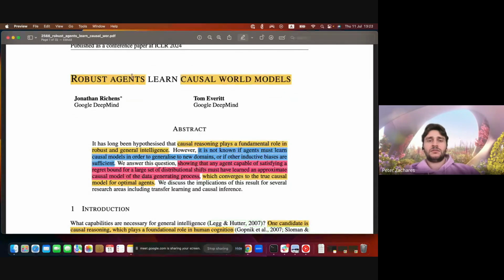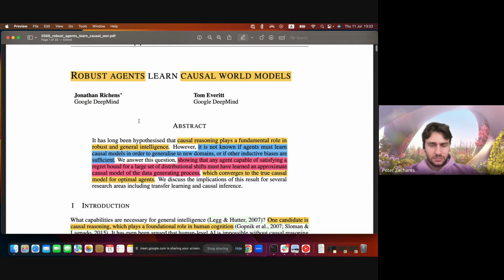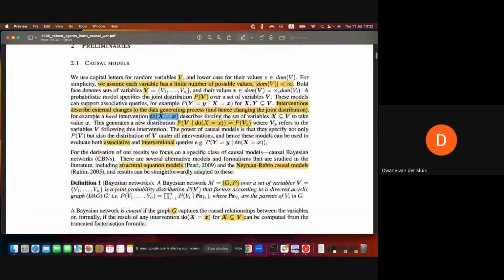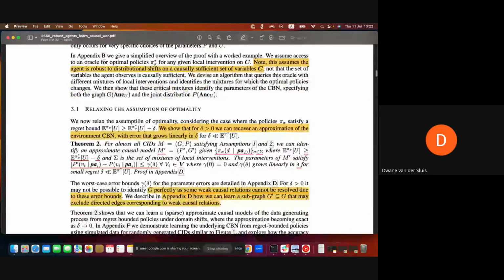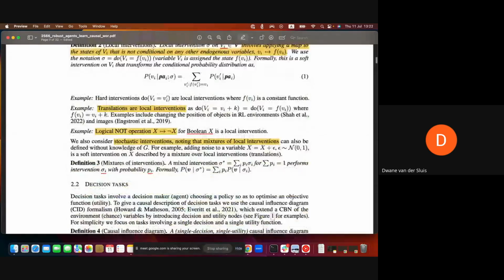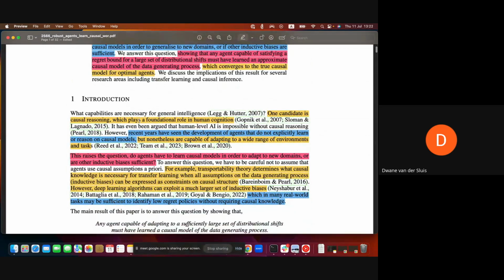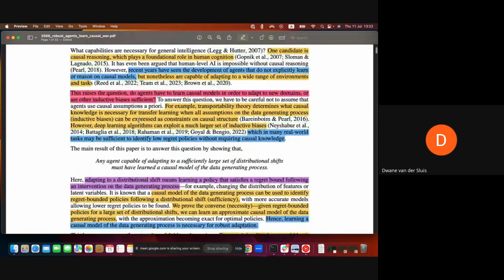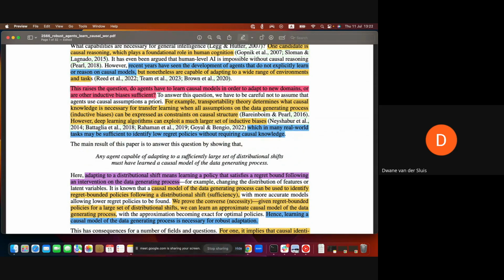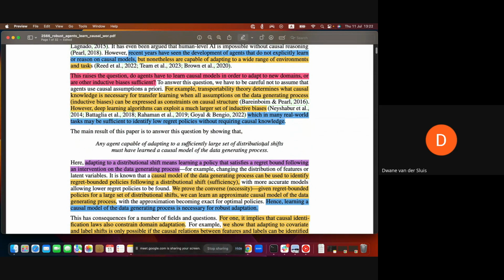Does anyone have anything they want to ask or talk about? Yeah, I've got a comment, and that is in the introduction, where they say any agent capable of adapting to a sufficiently large set of distributional shifts must have a causal model of the data generating process. And my comment was on the phrase causal model. First read that, I read that the causal model was a correct causal model.